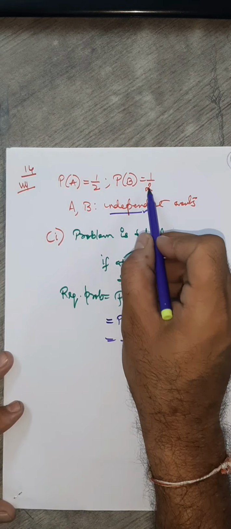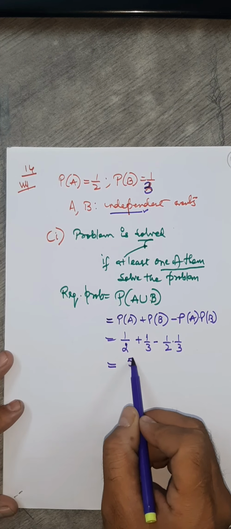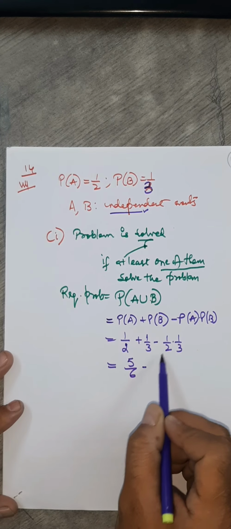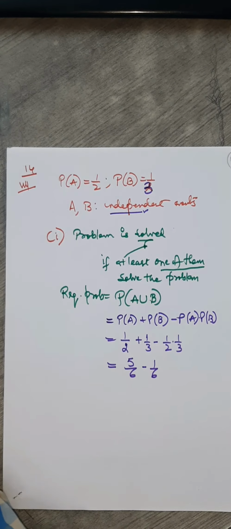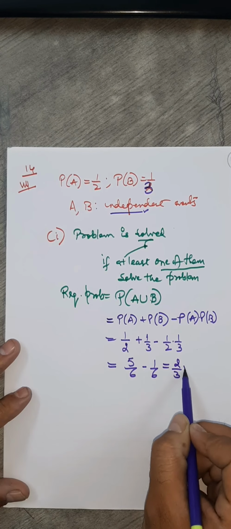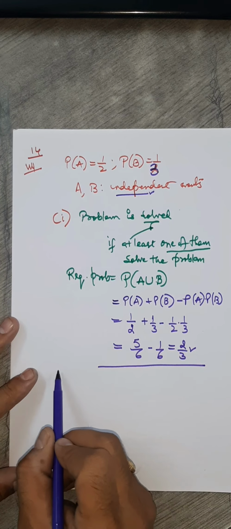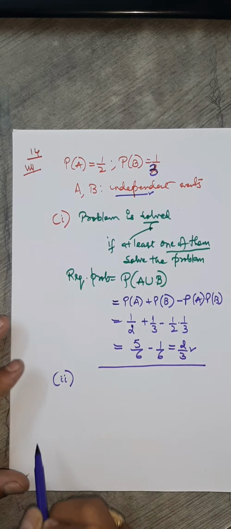1 by 3. So let's simplify this. This is nothing but 5 by 6 minus 1 by 6. So finally we get the required probability, which is 4 by 6, which is 2 by 3. Okay. Now the second question.